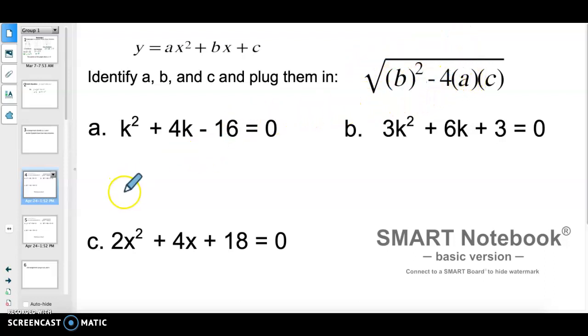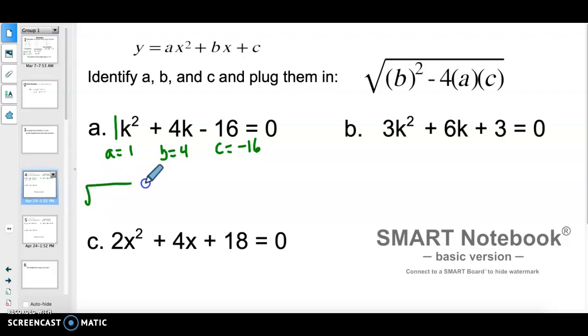So plugging values in for this equation, our A is 1. Remember, if there's no number in front, that's an invisible 1. Our B is 4 and our C is negative 16. So we're plugging those values into this formula. We're going to plug them in for A, B, and C.